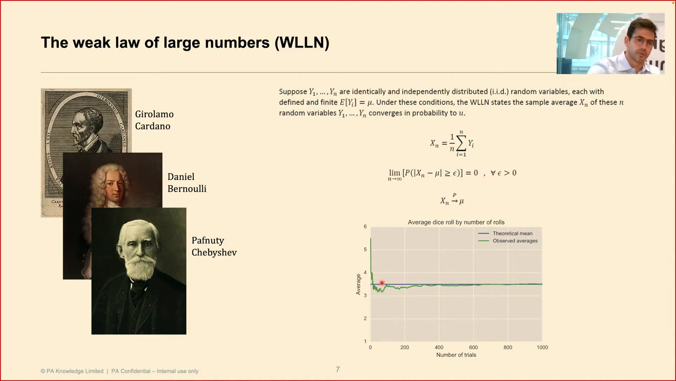In the very beginning, when the number of dice rolls is very low, we can see the sample mean fluctuating around the expected mean, which is 3.5. But as we increase the number of dice rolls up to 1,000, you can see that the sample mean is approaching the expected mean. And essentially, that was the weak law of large numbers.